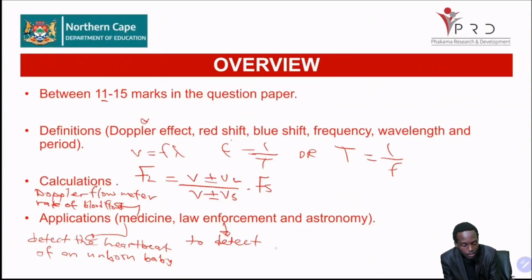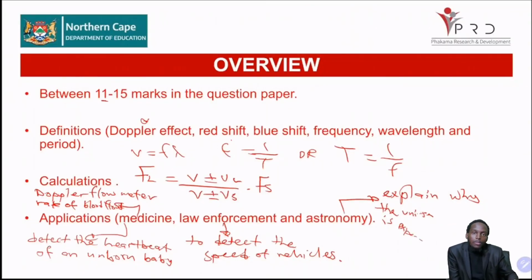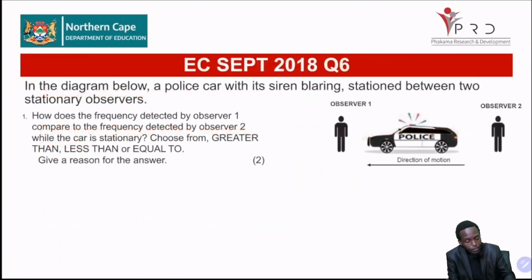And then in law enforcement, Doppler effect is used to detect the speed of vehicles. And then in astronomy, Doppler effect is used to explain why the universe is expanding. We also have red shifts and blue shifts to explain whether stars are moving towards or away from the Earth. So that's what we're going to be looking at in today's Doppler effect revision lesson. Let's get into it.